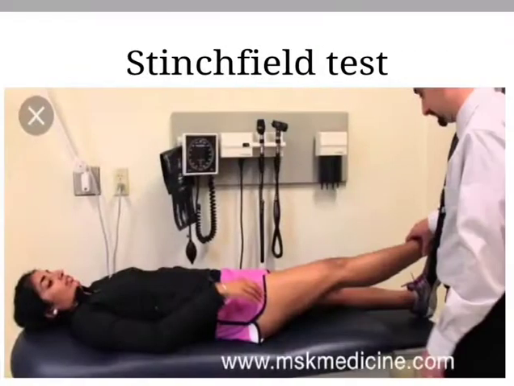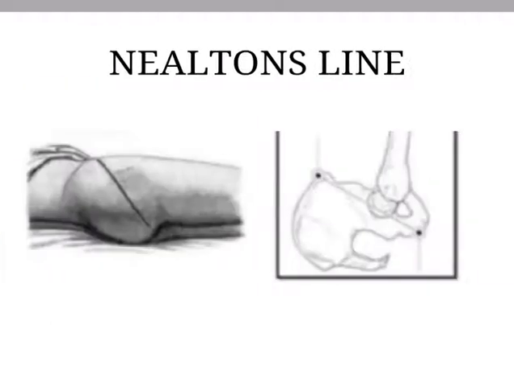Then you go for the Sinsfeld test. The patient lies supine and flexes the hip with the knee straight to 30 degrees of hip flexion against resistance. If there is hip or groin pain, it indicates a positive test, and posterior hip pain indicates SI dysfunction. Then we go for a line called Nelaton's line.